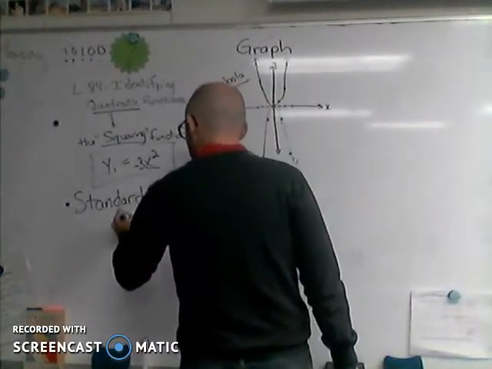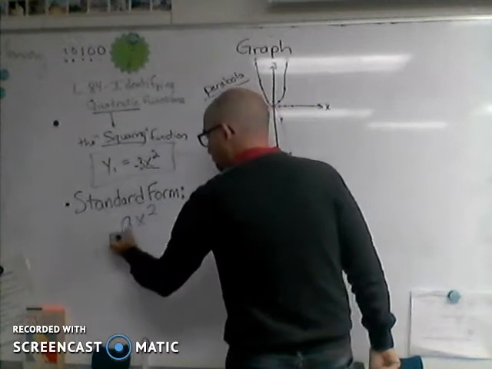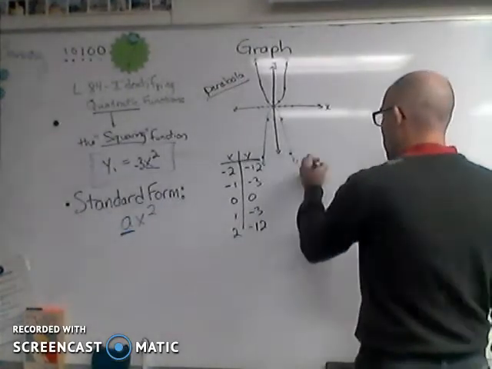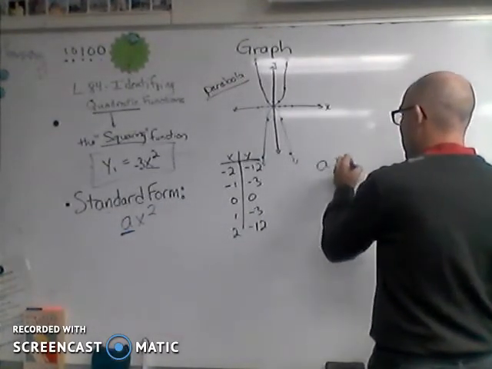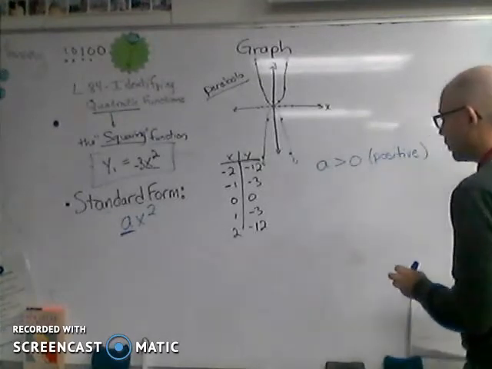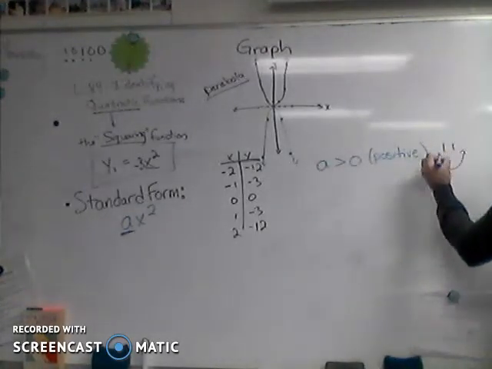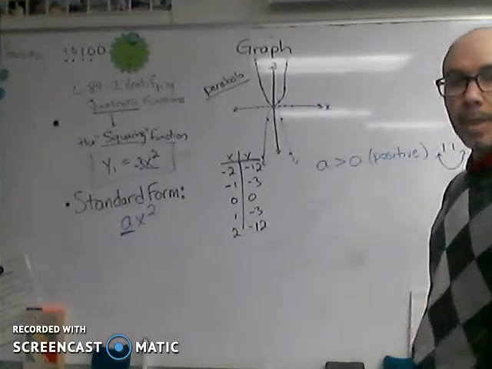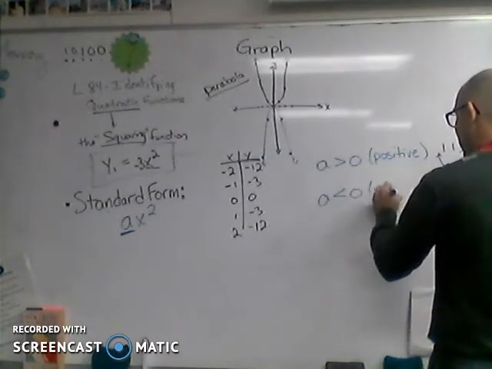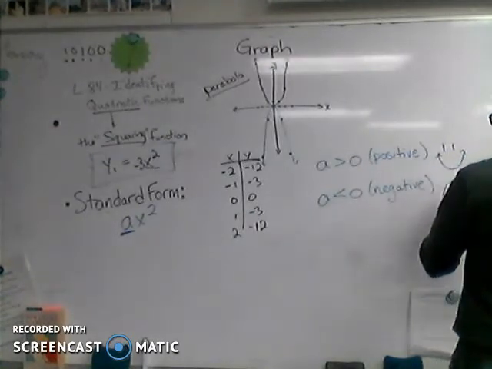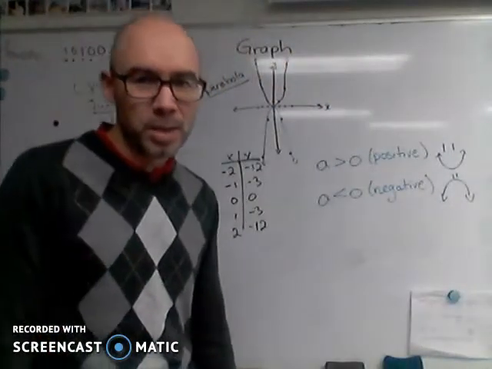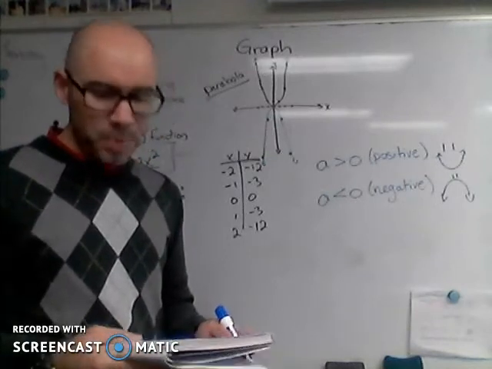In the standard form, we had ax squared. It's the a part that determines whether it's going to open up or open down. So let's generalize this. If a is greater than 0, a positive number, then our parabola opens up. And if a is less than 0, if it's negative, that means our parabola opens down. It's a sad parabola. That's basically what we want to look at.